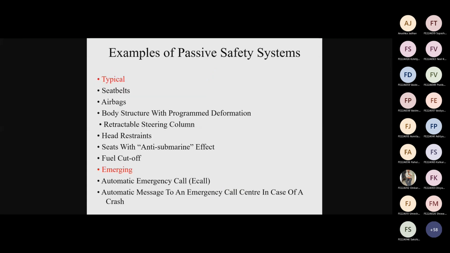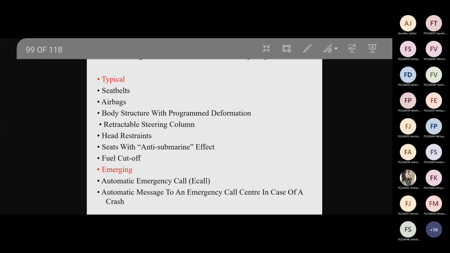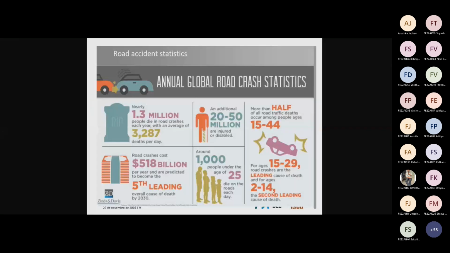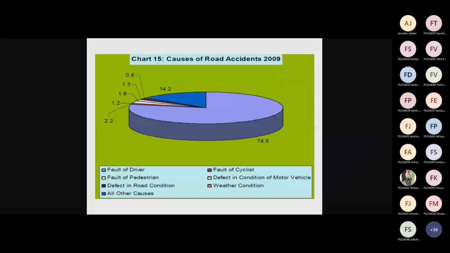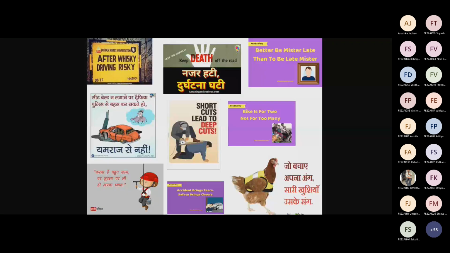Now passive safety system. In the passive safety system, seat belts and airbags are the important things. Others are also there, but these two are important. This is the worldwide data, right? How accidents are happening, why, and all this data is there, showing the importance of safety systems.